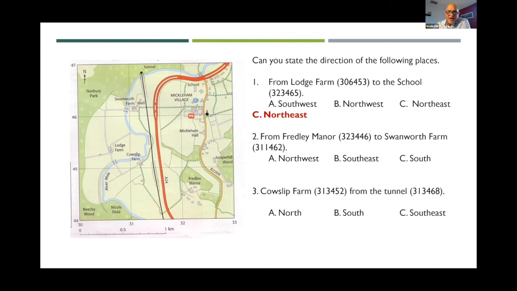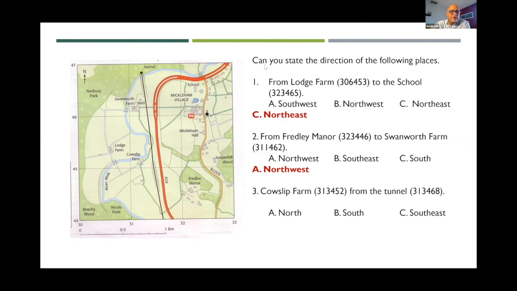Good, Ashlyn, I see your answer. Okay, well done, Ashlyn, yes. SJ, yes. Kadisha, well done. Good job. Anyone else? Okay, so our answer there is, of course, northwest. Good job. Now the last one. From Cowslip Farm, 31-3, 45-2, to the tunnel. Sorry, from the tunnel. From the tunnel.